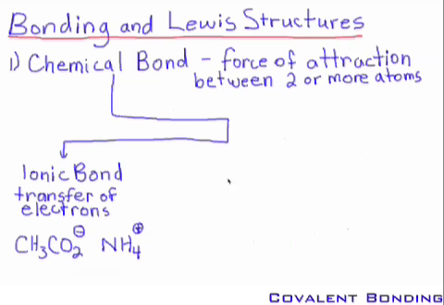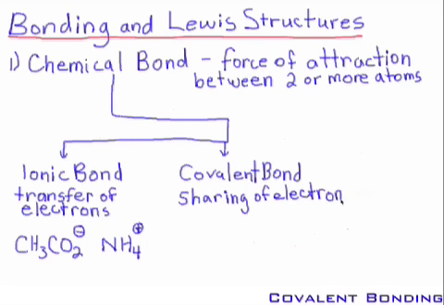Okay, let's look at the next type of bonding, which is referred to as the covalent bond. Okay, sharing of electrons. Now these bonds will form just like ionic bonds until a noble gas configuration is achieved. But since the electrons are shared, they can be counted as being available to each atom of the bond.